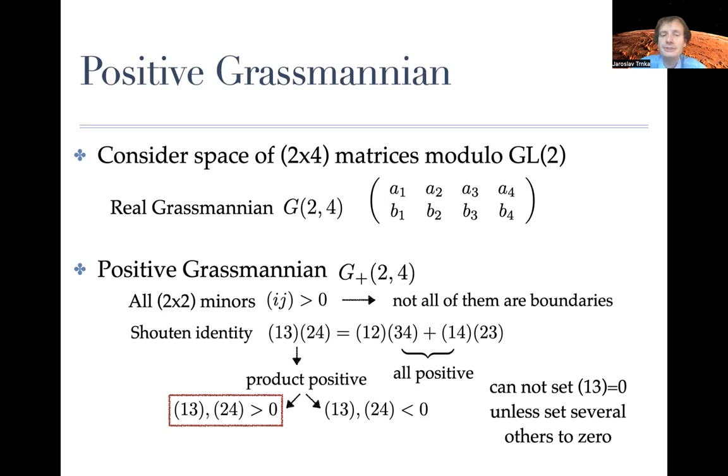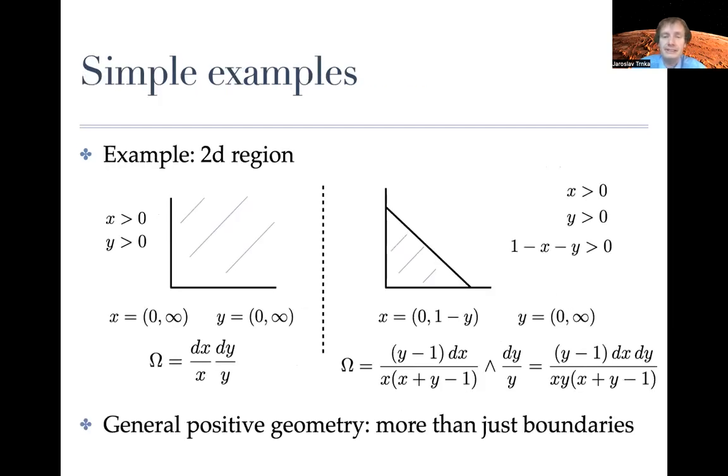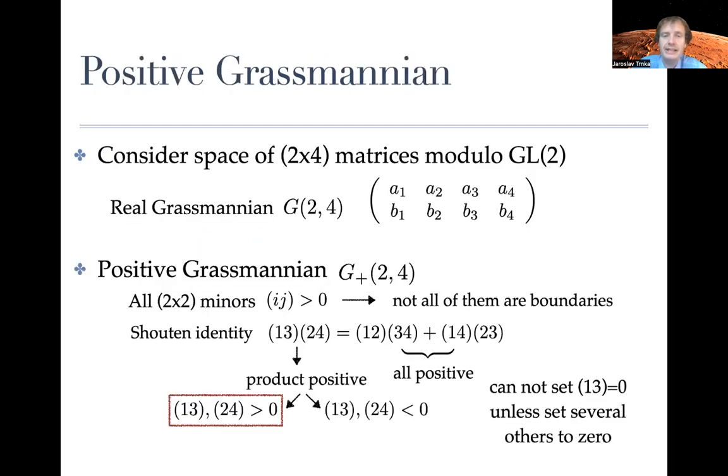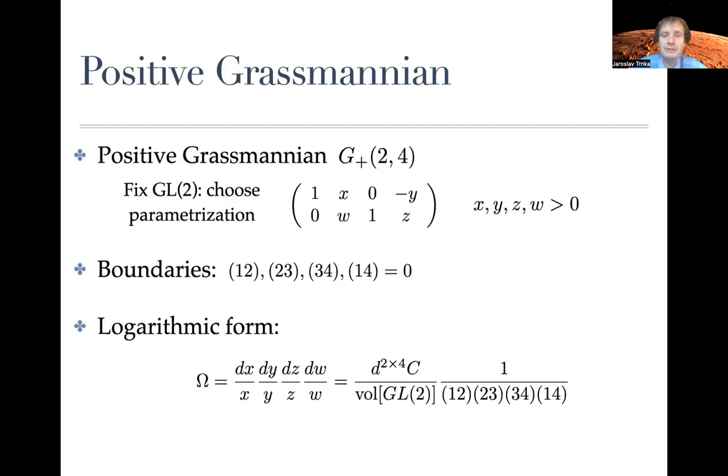We cannot set 1,3 to 0, because if we set it to 0, the left-hand side is 0, but the right-hand side is a sum of two positive things, because by definition of the space all the minors are positive, and 0 cannot be a sum of two positive things. So it's not a boundary. However, we still have to impose that condition to define the space. So this is a new feature: unlike in these examples, and actually in the example of any polytopes, here boundaries alone are not enough. We have to say more.